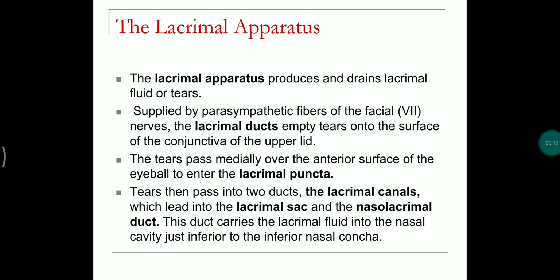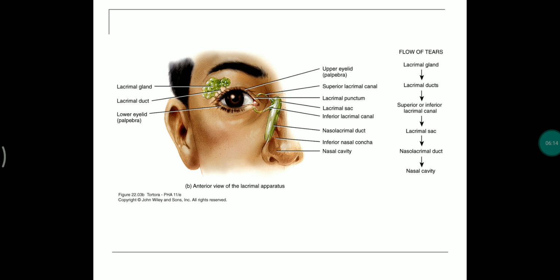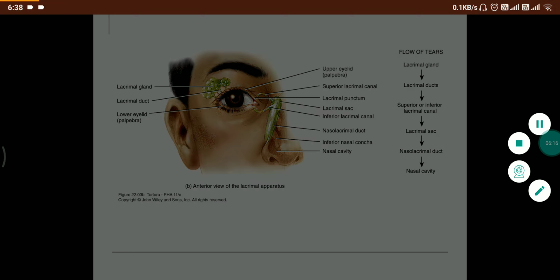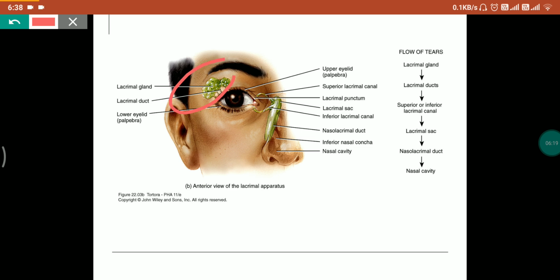Lacrimal apparatus. Here we can see the lacrimal apparatus. It consists of lacrimal glands attached to lacrimal ducts, which open onto the palpebral conjunctiva of the lower and upper eyelids. The fluid moves to the lacrimal caruncle, which has two openings called lacrimal canals, which open into the lacrimal sac and then into the nasolacrimal duct.